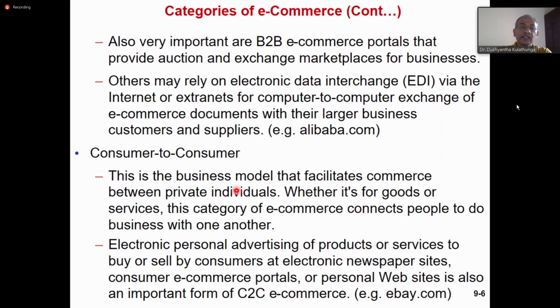Is there anything not clear on consumer to consumer category? It's clear, sir. Okay, thank you.